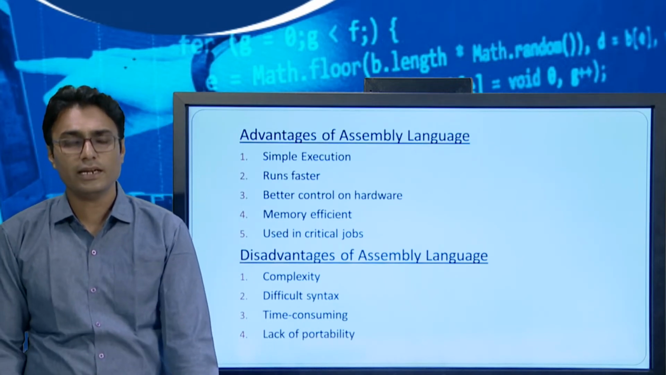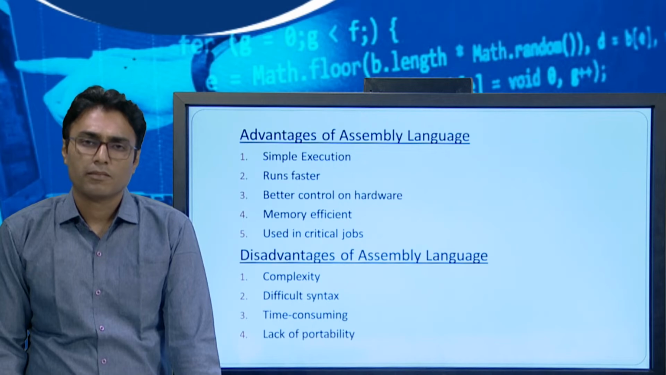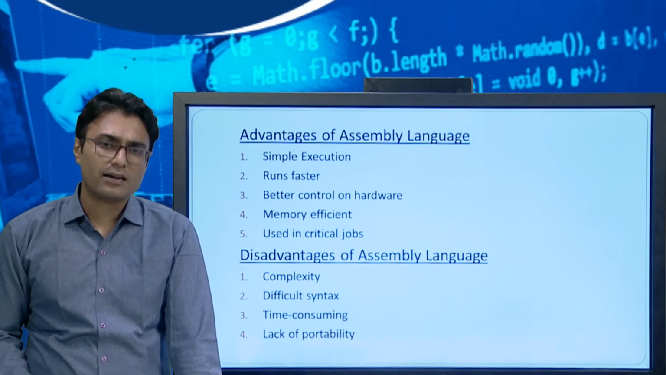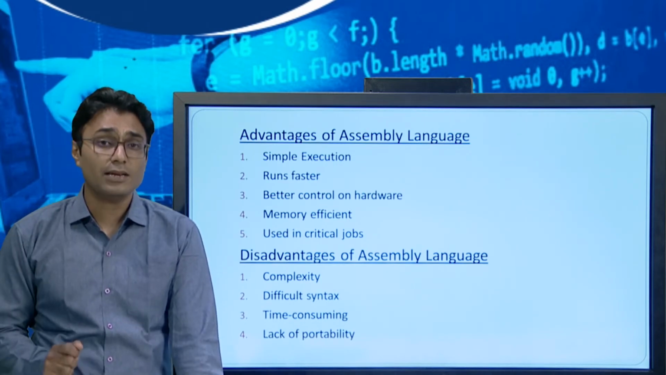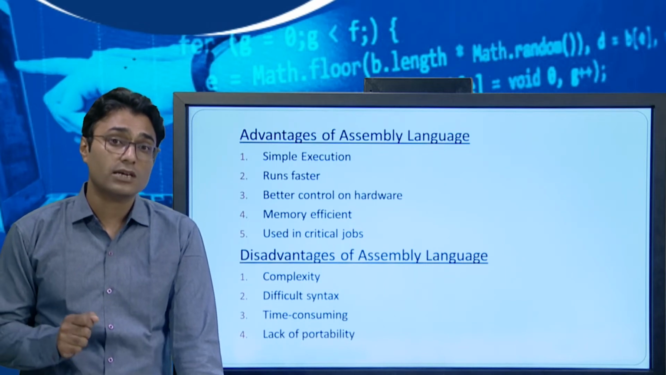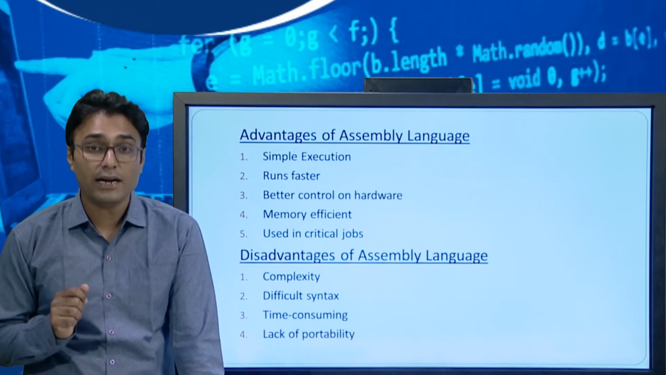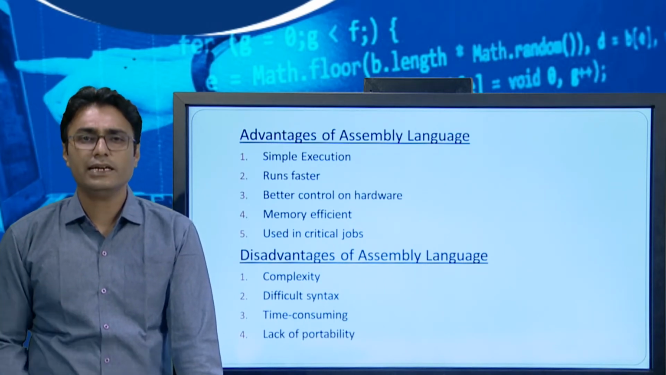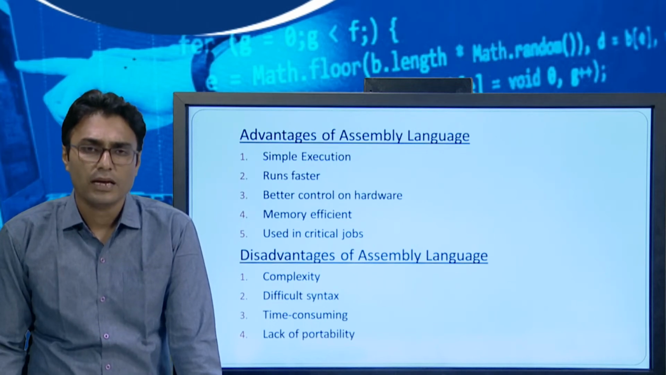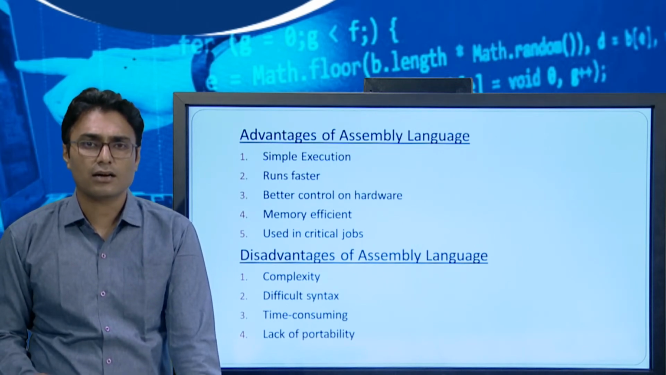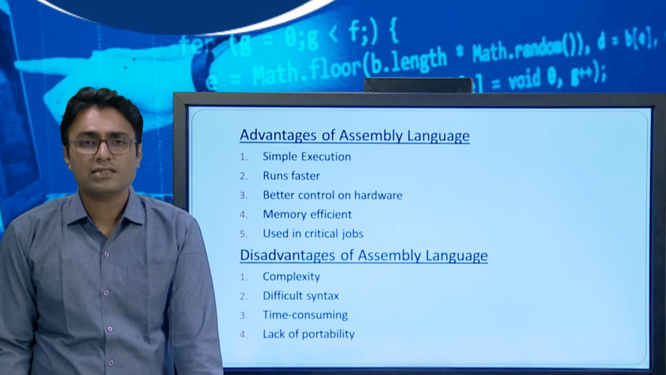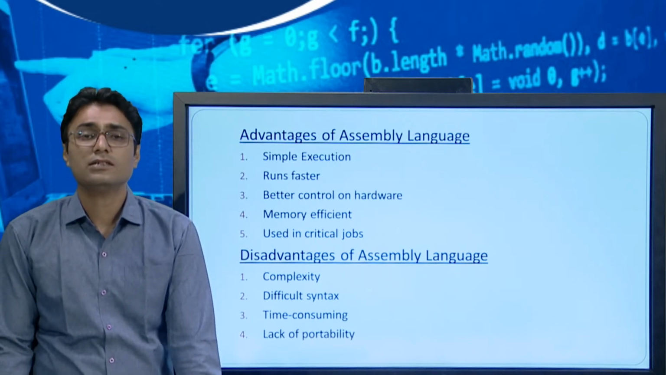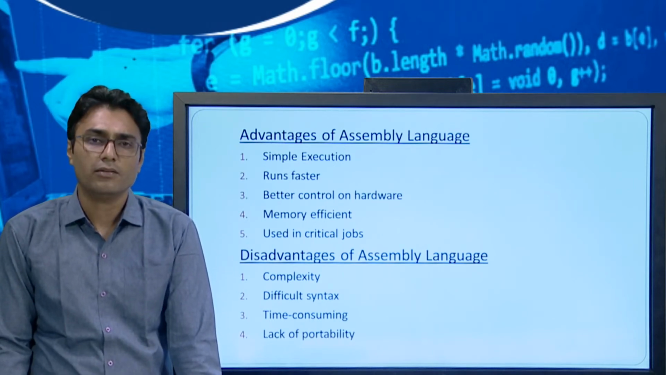Then the next one is used in critical jobs. Actually, some jobs are critical and hence require high processing speed. Assembly language ensures that codes remain smaller and faster to fulfill the needs of such situations. Additionally, this computer language allows the programmer to select best suited instructions for each situation, right?